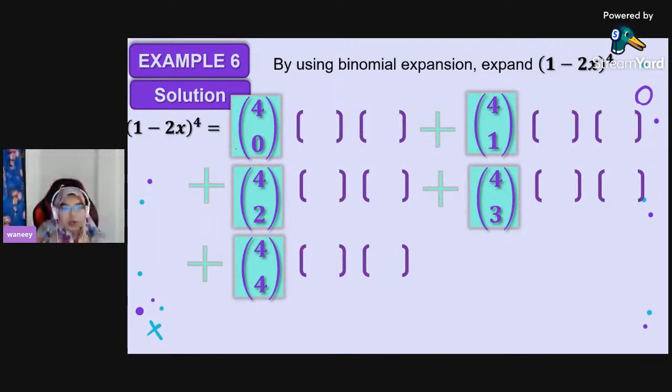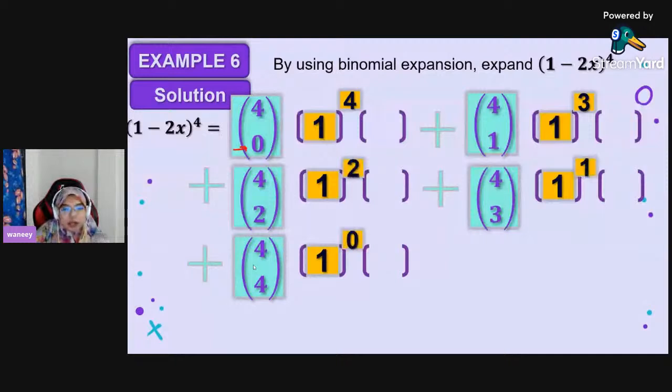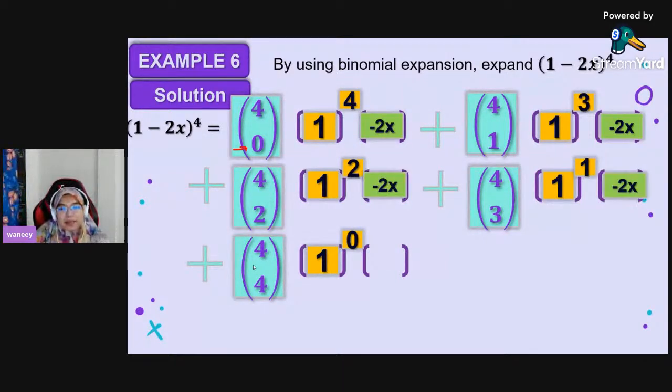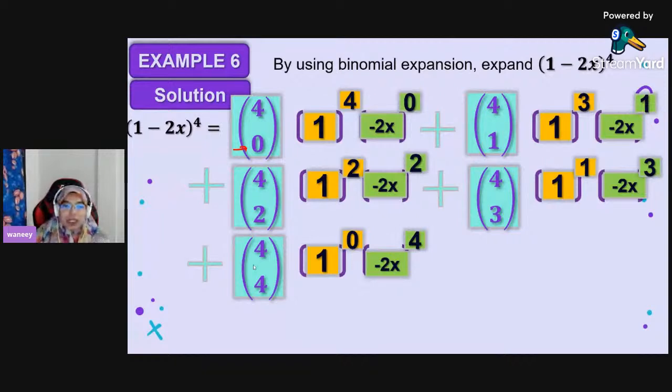So you're going to start with the lowest value, 4, 0, and then you're going to stop when you have 4, 4. And then you're simply going to write down the A. And then A will start with the highest power, which is 4, 3, 2, 1, 0. And then the B, negative 2x. The B will start with the lowest power, 0, 1, 2, 3, 4. And then of course you're going to use your calculator.